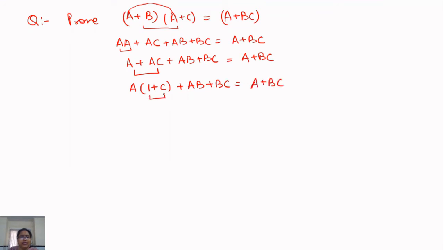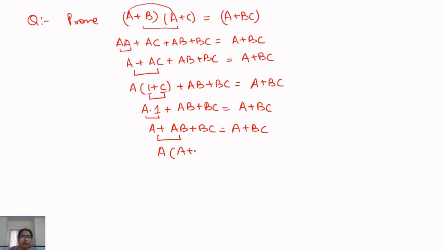Now 1 plus c is equal to, ORing something with 1, so this is equal to 1. So a dot 1 plus ab plus bc equal to a plus bc. This is also according to the Boolean law, 1 plus c equal to 1. Similarly, a into 1 equal to a, plus ab plus bc equal to a plus bc. So by applying the laws, you can reduce this expression.